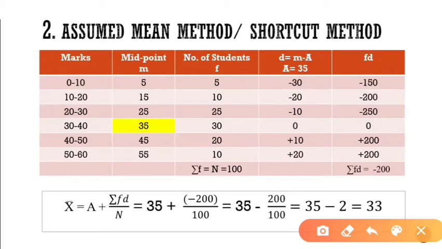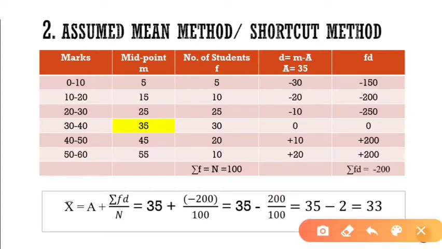Now we have to do m minus a, where this is m and this is a. So 5 minus 35 is minus 30, and 15 minus 35 is minus 20. 25 minus 35 is minus 10. 35 minus 35 is 0, and 45 minus 35 is plus 10, and so on.